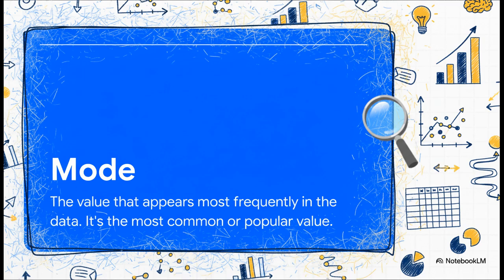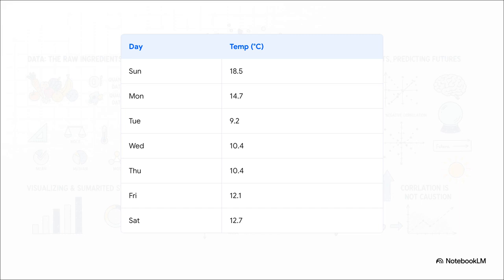3 tools, 3 different ways of telling the story. And check this out. This is where it gets really interesting. Look at this real week of temperatures in Tokyo. The mean, the average, was about 12.6 degrees. Okay, but the median, our middle value, was a little cooler at 12.1. And the mode, the most common temperature that week, was only 10.4.